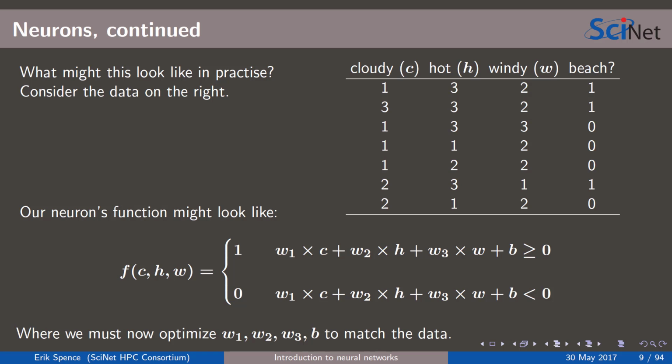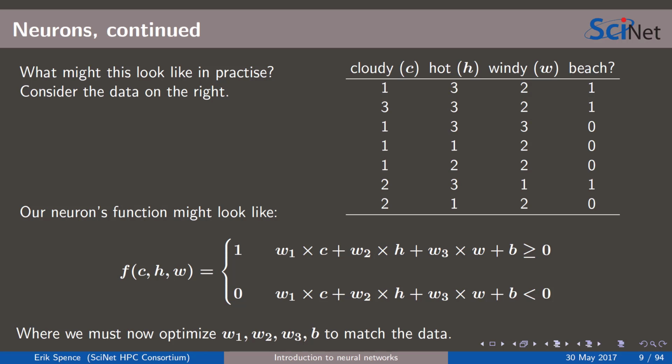Okay, so your function might look like something like this, okay? Some weight 1 times whatever the cloudy number is, plus weight 2 times how hot it is, plus weight 3 times how windy it is, plus my offset. If that's greater than 0, then I'm going to go to the beach. And if it's less than 0, I'm not going to go to the beach. Okay? Simple classification problem. I need to find W1, W2, W3, and B such that this function works to some accuracy, as accurate as I can get, right?